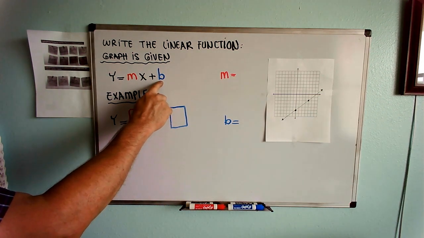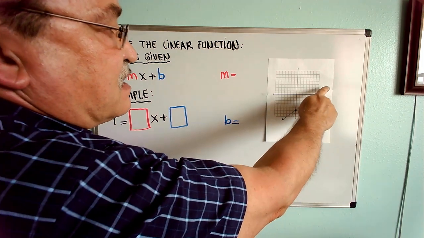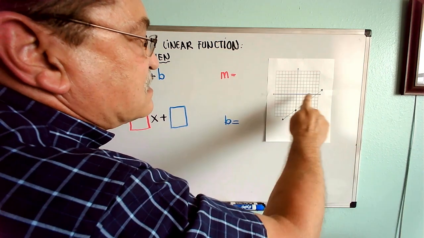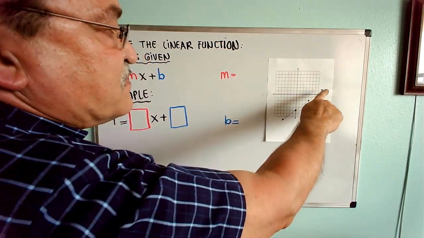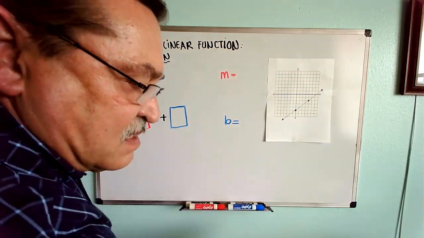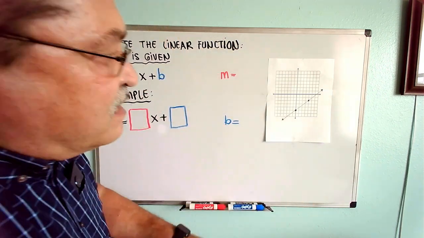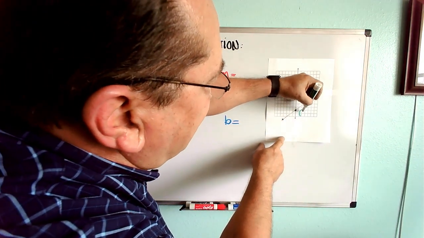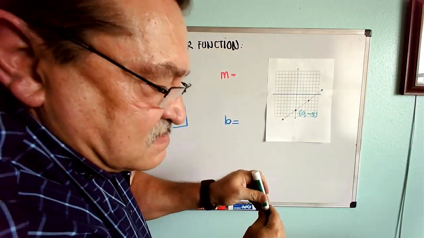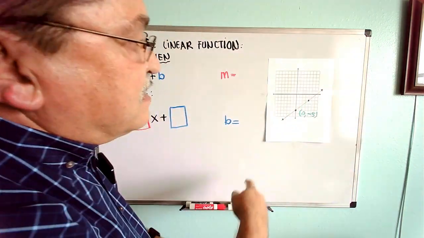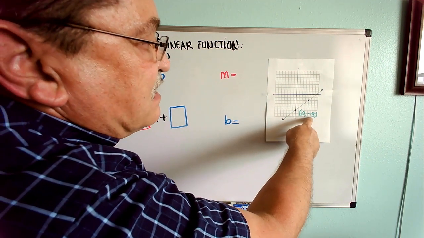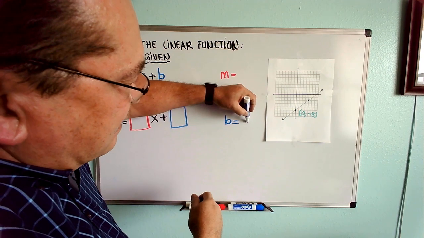So what is the point where the line crosses the y-axis? If you look at the line, I drew the line in green color. Here you have the x-axis, the horizontal axis, and the vertical axis, the y-axis. The point where the line crosses the y-axis is this point here: (0, -5). That means the y-intercept is the point where the line crosses the y-axis at y equals negative 5.